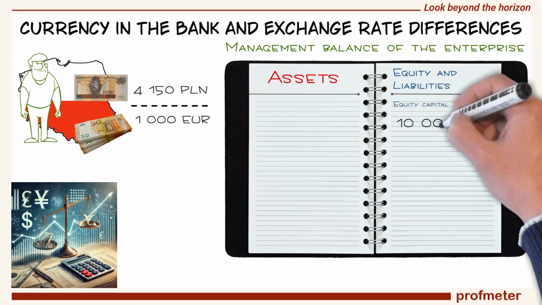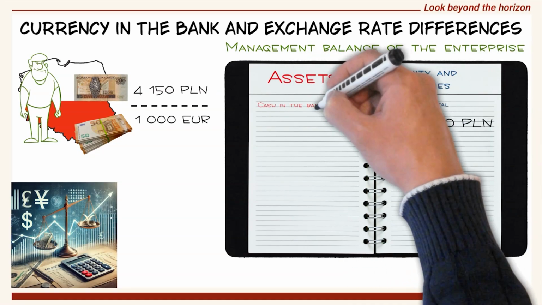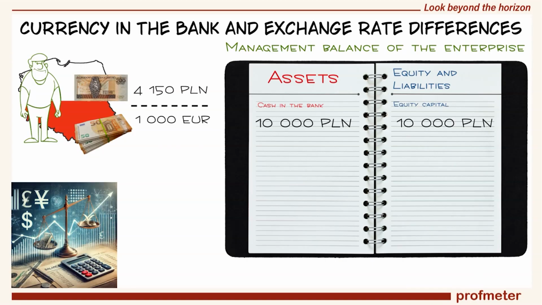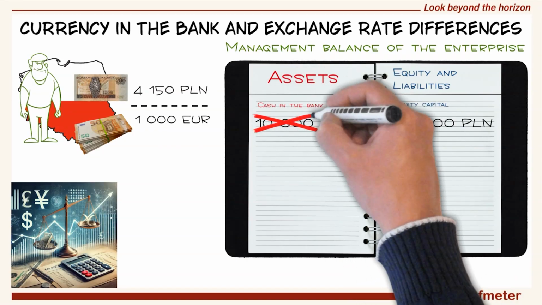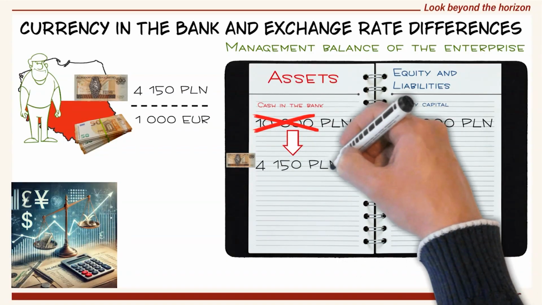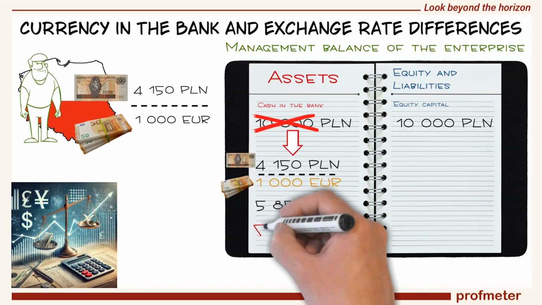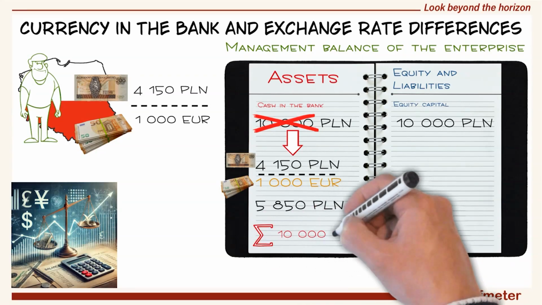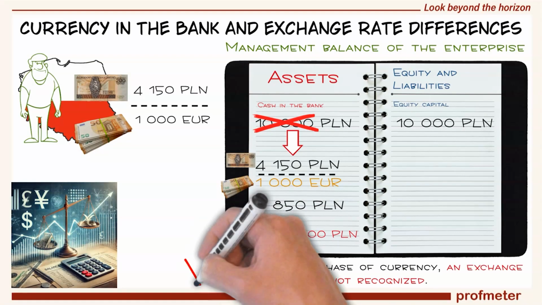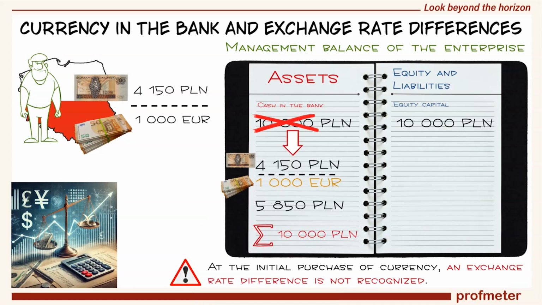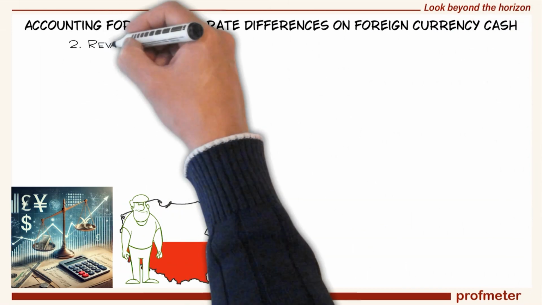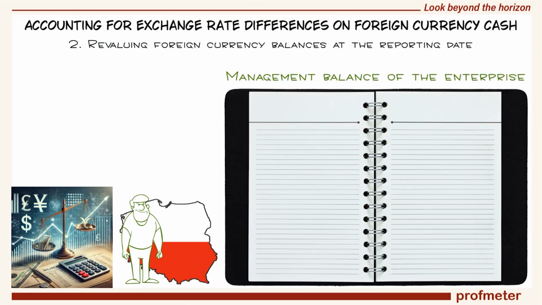Let the initial capital be 10,000 zlotys, which were deposited into the current account. Then, after the purchase of currency, the current account will have 10,000 zlotys, but in two lines: 4,150 zlotys in the form of euros and 5,850 in the original zlotys. That is, the recognition of the value of the currency is carried out at actual costs, and no exchange rate differences arise.